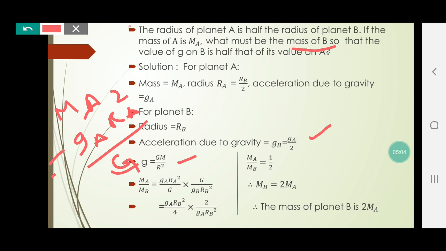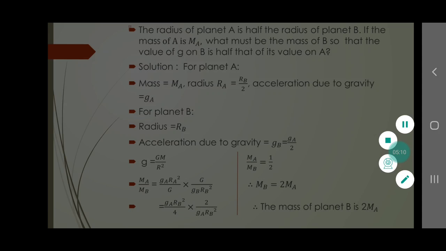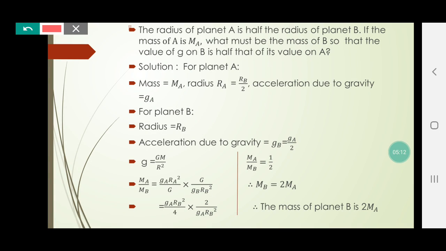Now in division we cannot do any calculation, so what we have to do is take the multiplication sign in between and take the reciprocal of the second fraction. So it will be ga ra square upon G into G upon gb into rb square. Clear till here? Now the value of G gets cancelled, as here it is in the numerator and here it is in the denominator, so it gets cancelled.